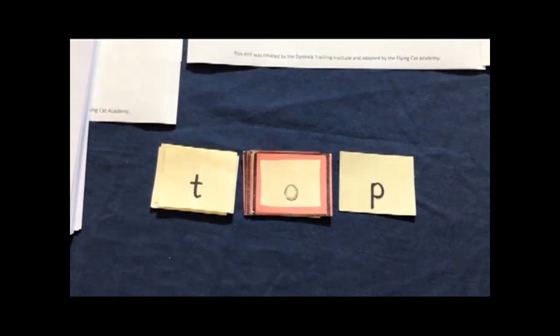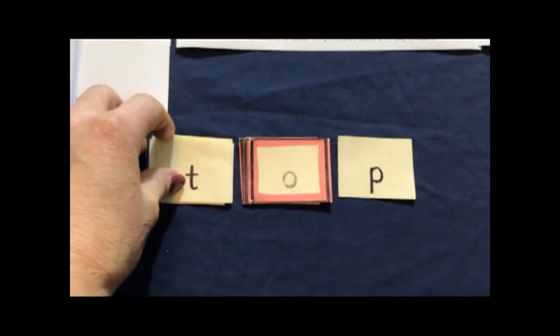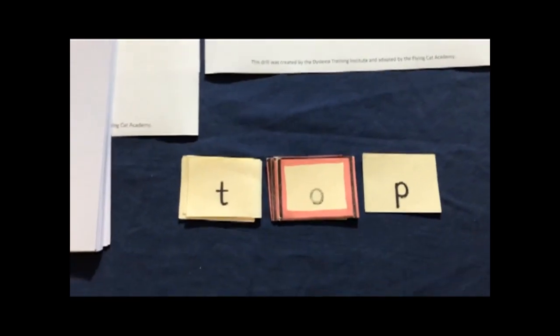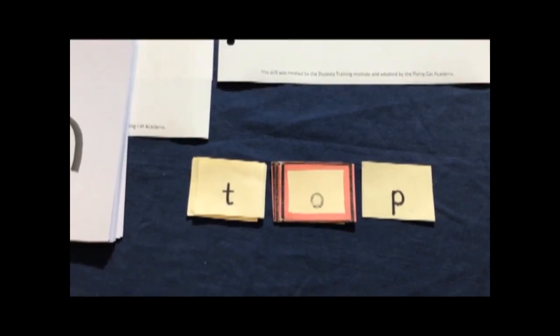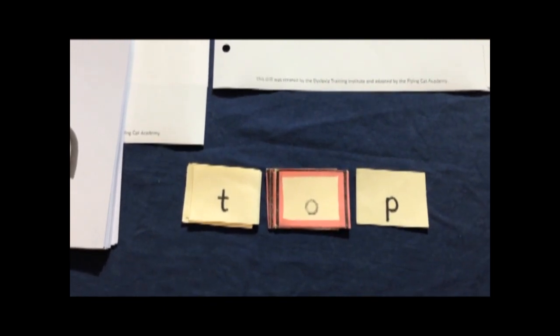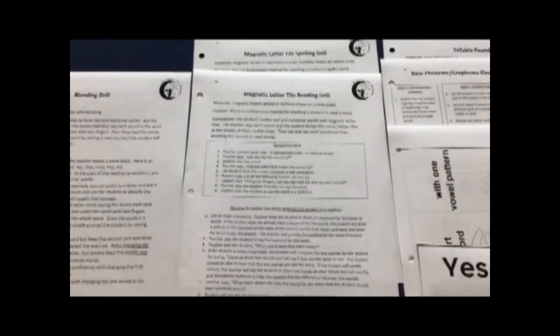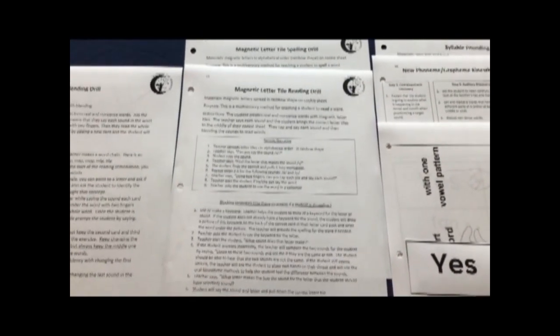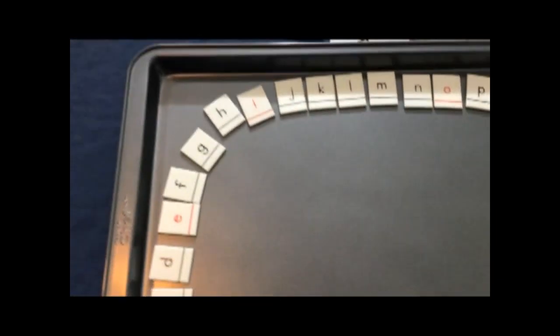The blending drill, which is going to use those cards with the graphemes on them. And you are going to have those on your own table and you'll do the drill. It's really hard for me to do that one because the students that are taking these lessons are all moving at different paces, so it's hard to know how quickly for me to move those tiles. Then we'll have the magnetic letter tile spelling and reading drill, which you're going to have the cookie sheet with the magnetic letters on it.